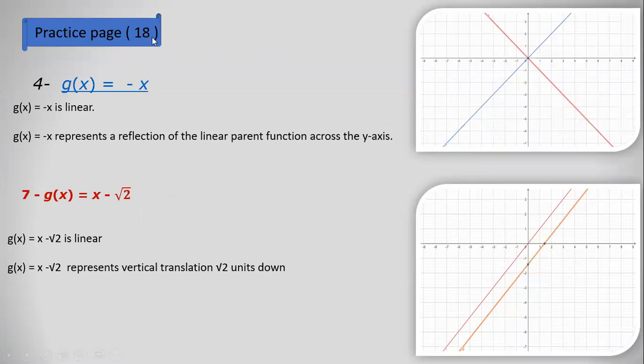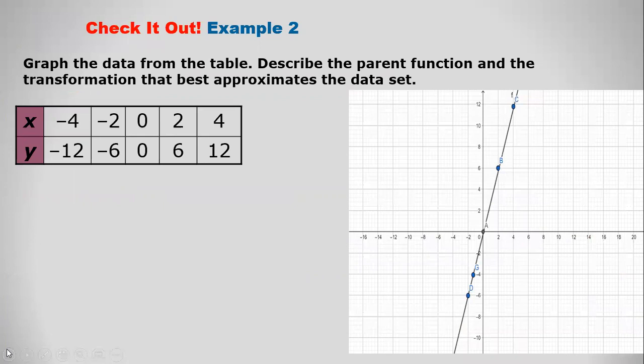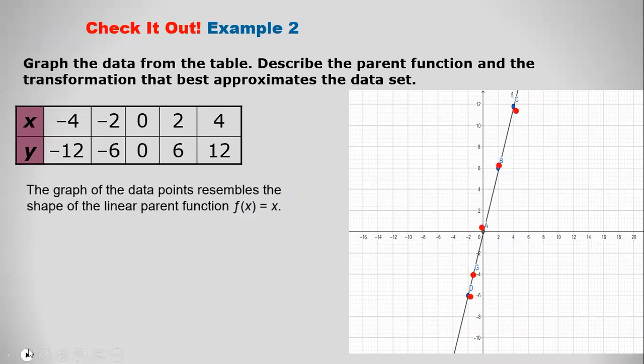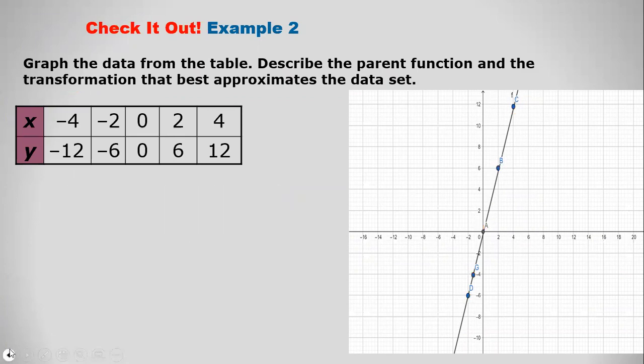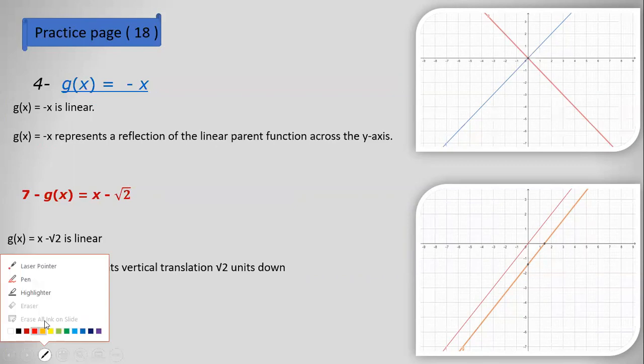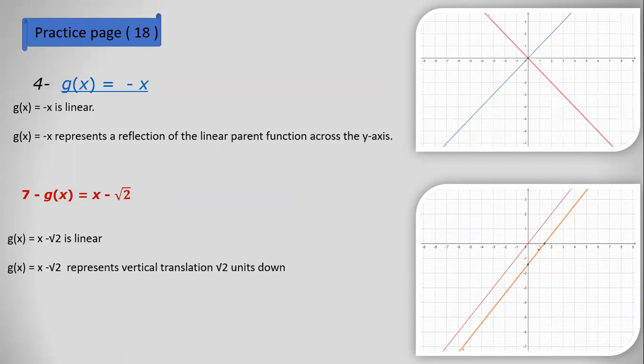Page 18, I will take number 7 first. Look here. This line is the original function. This is the original function, and the function after transformation moves up or down. It moves down. So the line moves down. Vertical translation by how many units? Square root 2, not 2, grade 11. So it is a vertical translation, square root 2 units down.